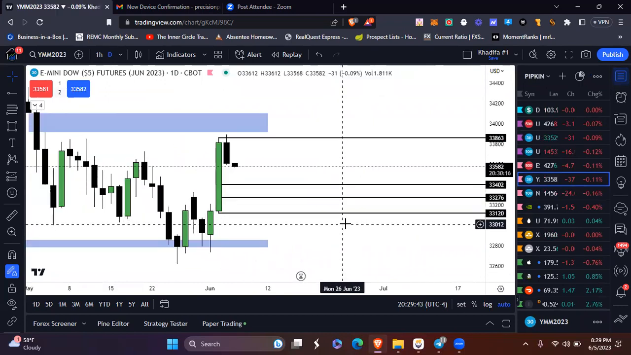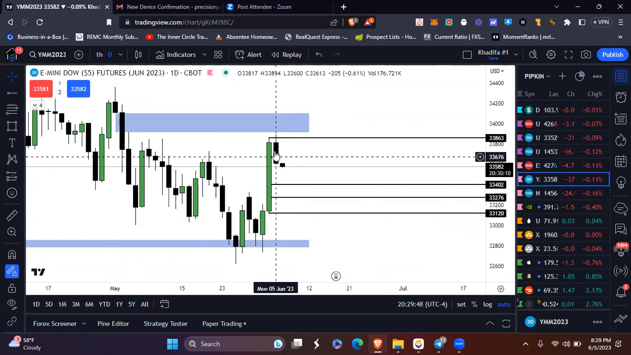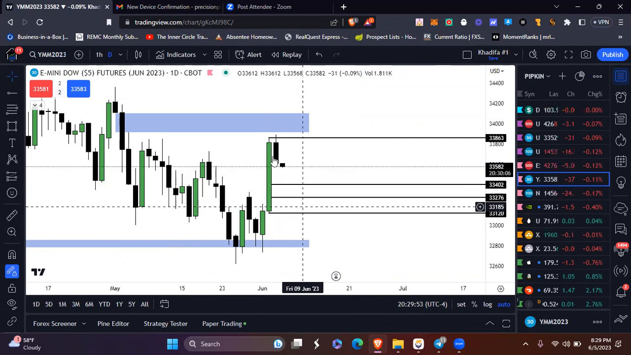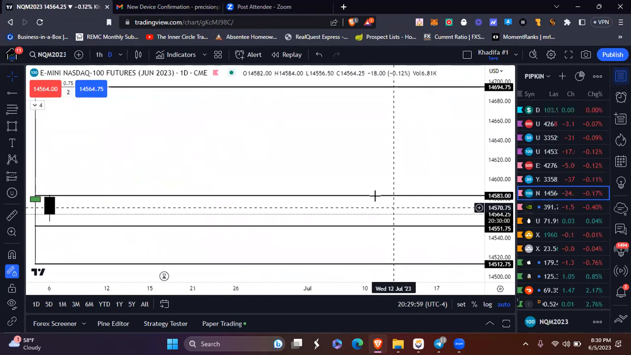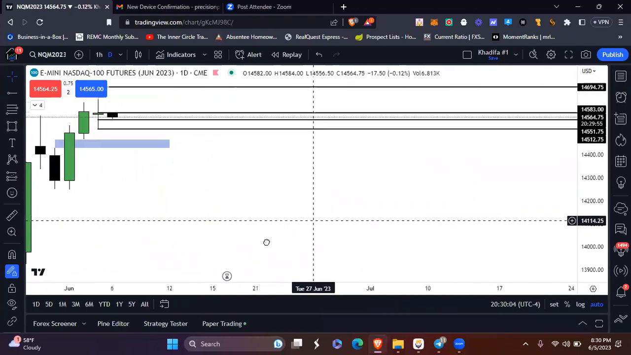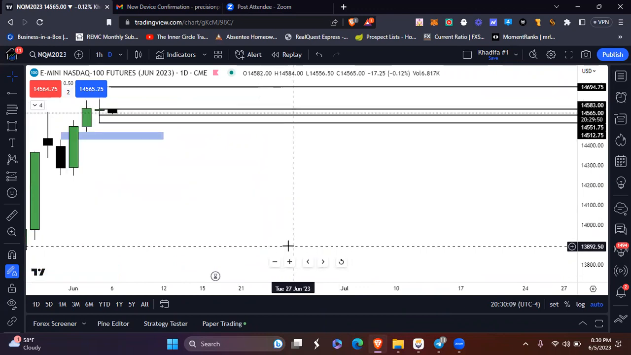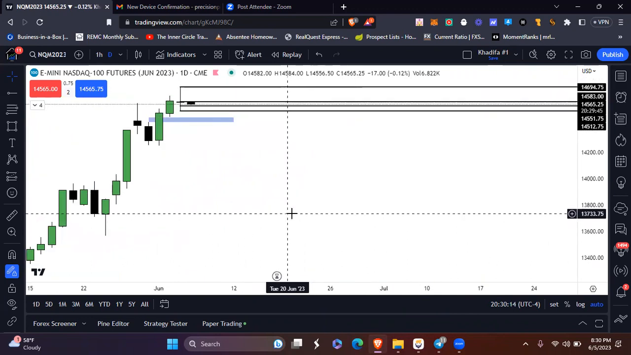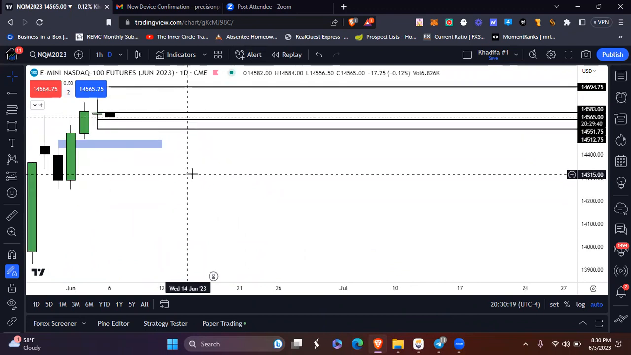I think Dow and Nas look pretty much the same. Yep, pull back into Friday's PD array for Dow. And Nas has been doing NQ, Nas has been doing her own thing. She's been setting new yearly highs. She just keeps pushing, keeps pushing.